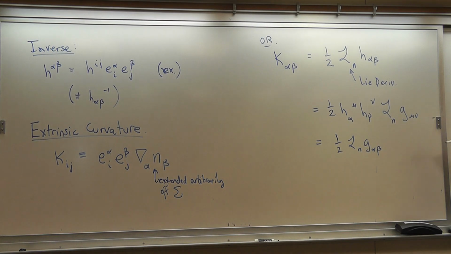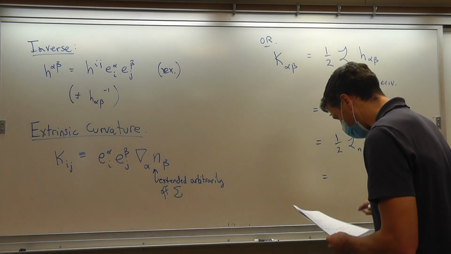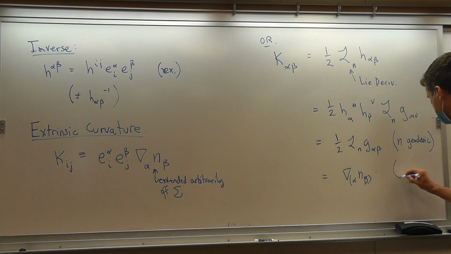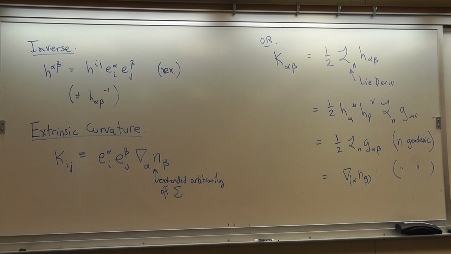Now this is not quite the same. The previous one is true in general. For this one, I've chosen to extend n off the hypersurface along a geodesic. This simplifies the formula a little bit. And finally, we can also write that as the symmetrized derivative, grad alpha n beta. That one also requires n to be geodesic. Okay, so just writing a bunch of useful formulas up here.